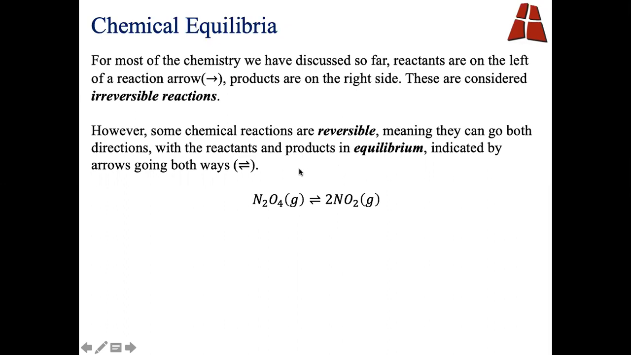And we would designate this in a chemical equation with this double-sided arrow, where we have one end going towards our products, and then we have another arrow stating that the reverse reaction is also feasible, where we would have our 2NO2 going back to our reactant of N2O4.